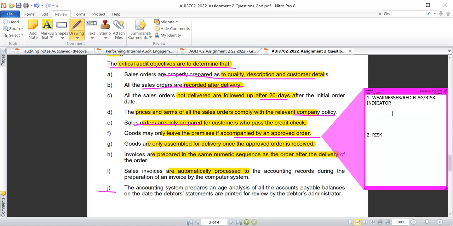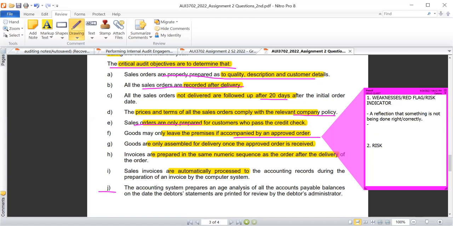When you talk of a weakness, it can be anything like a red flag or just a risk indicator, something that reflects that something is just not being done right. So in simple English, it's just a reflection that something is not being done right or correctly. I always want to keep things very simple for students to understand. And then how do I know that something is not being done right or correctly?